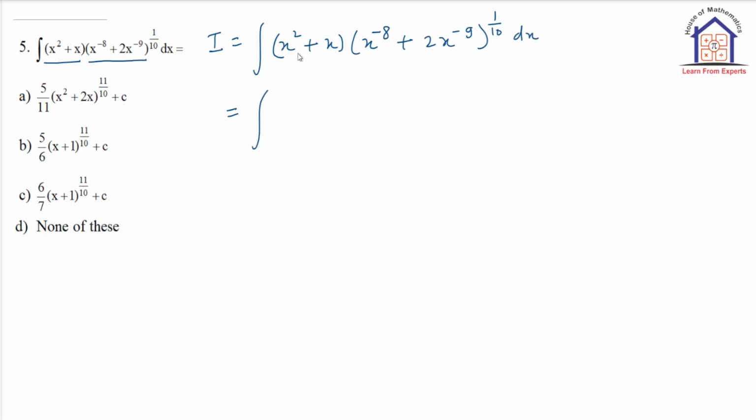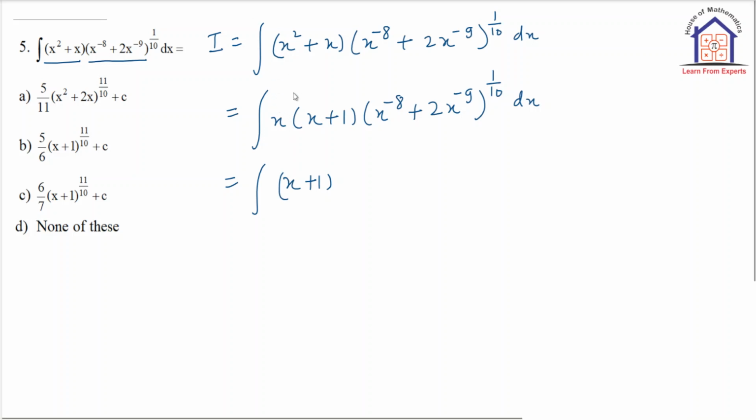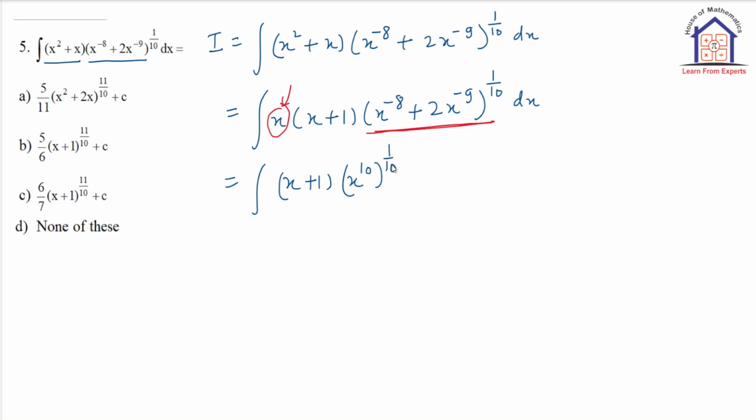So see here what adjustment we can do here. I will take this x common from this bracket, so it will be x plus 1 into x to the power minus 8 plus second bracket as it is 2x to the power minus 9 whole to the power 1 by 10 dx. Now integration of this x plus 1 as it is. Now observe this x. I have to multiply this x to this bracket. So for that I will write this x as x to the power 10 whole to the power 1 by 10. So that is automatically x only. And the bracket next is x to the power minus 8 plus 2x to the power minus 9 whole to the power 1 by 10 dx.